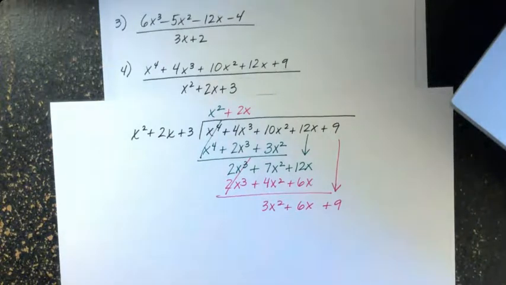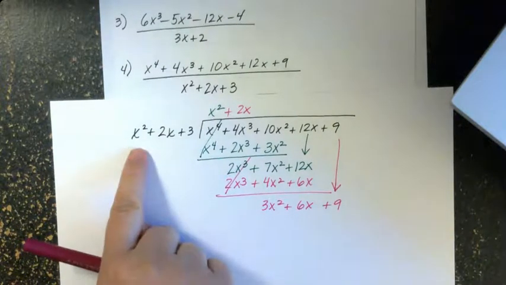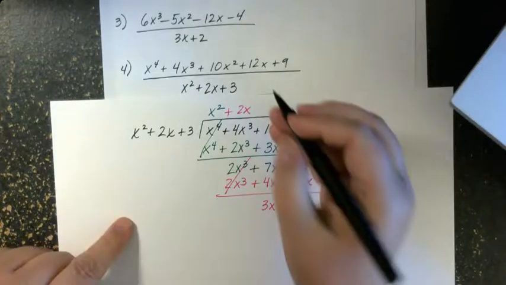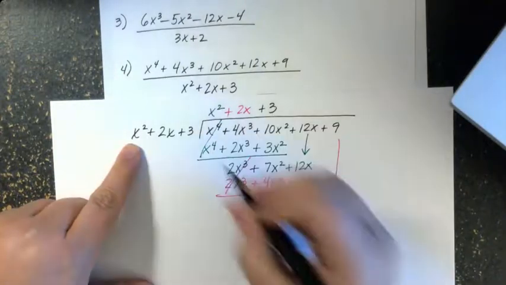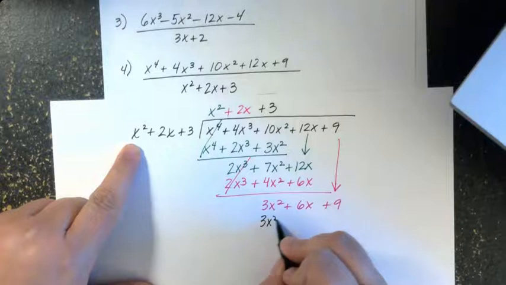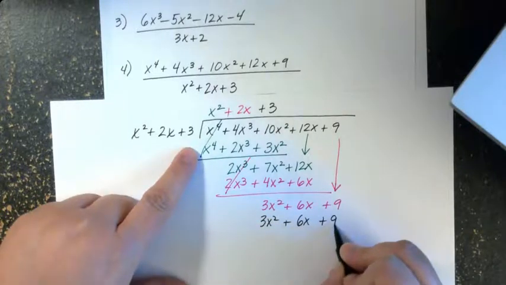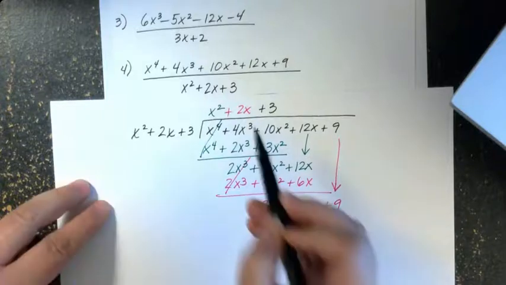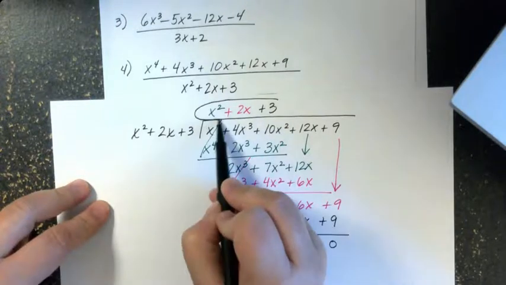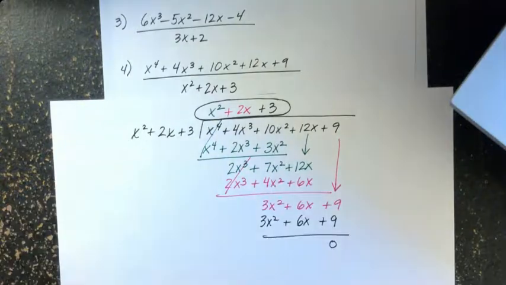And the last time, x squared times what makes 3x squared? That would be 3. 3 times x squared plus 3 times 2x plus 3 times 3. There's another beauty with no remainder. So my answer is just x squared plus 2x plus 3.